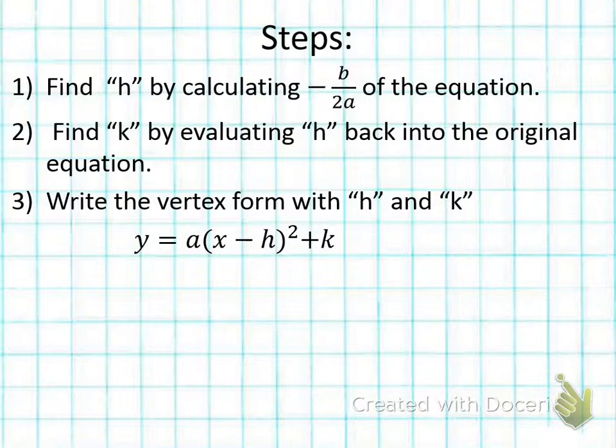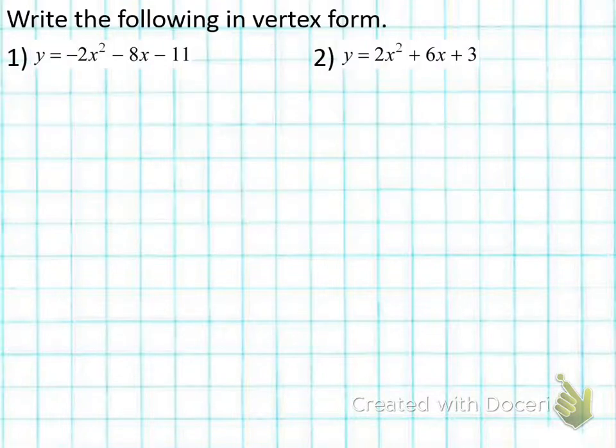So the big thing, negative b over 2a. Raise your hand if you remember that, negative b over 2a. We're going to be using that again today. Here we go. Number one, write the following in vertex form. So watch up here, and then I'll give you a moment to write. The first thing I always do is figure out what my a, b, and c are. A is negative 2, b is negative 8, c is negative 11.